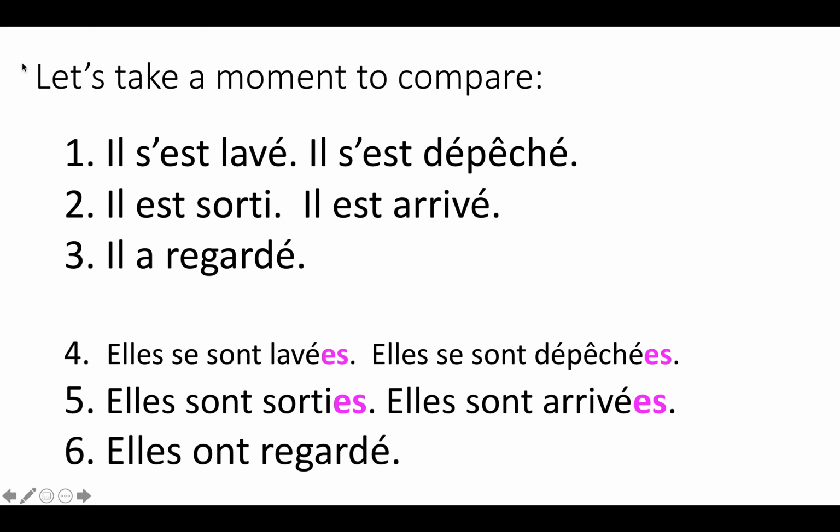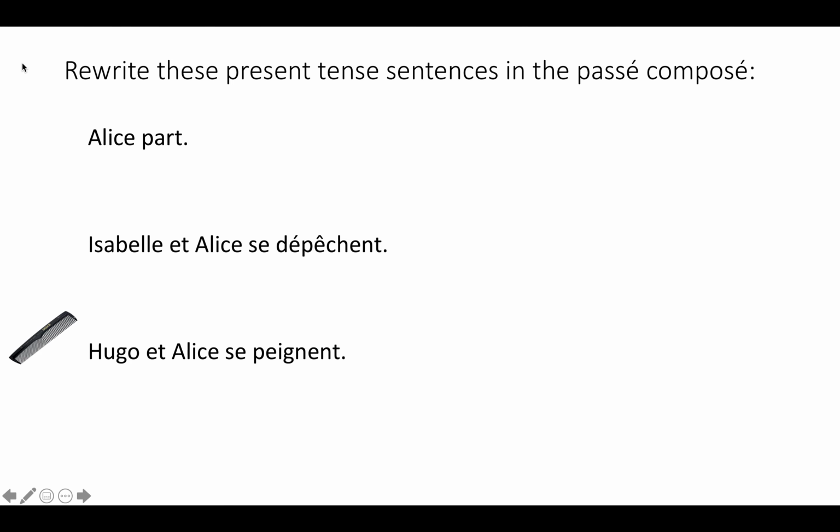So let's take a moment to compare. In number one, it's masculine singular, so we don't add anything. Number 2, it's the same thing. Number 3, it doesn't take être, it takes avoir, so we wouldn't have agreement anyway. Number 4, it takes être, and we have agreement with feminine plural. Same thing with number 5. Number 6, well, it says elle, it should be feminine, but it takes avoir, so we have no agreement in number and gender. All right, so now I'm going to have you rewrite these present tense sentences in the passé composé.